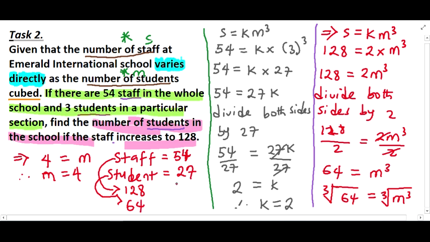Now if you watch this, the students is increasing at the same rate with the staff. So the staff was 64 here, we had 27 students. Now they increased to 128, we had 64 students. I hope this is making sense to you. Okay, let's go to the next slide.